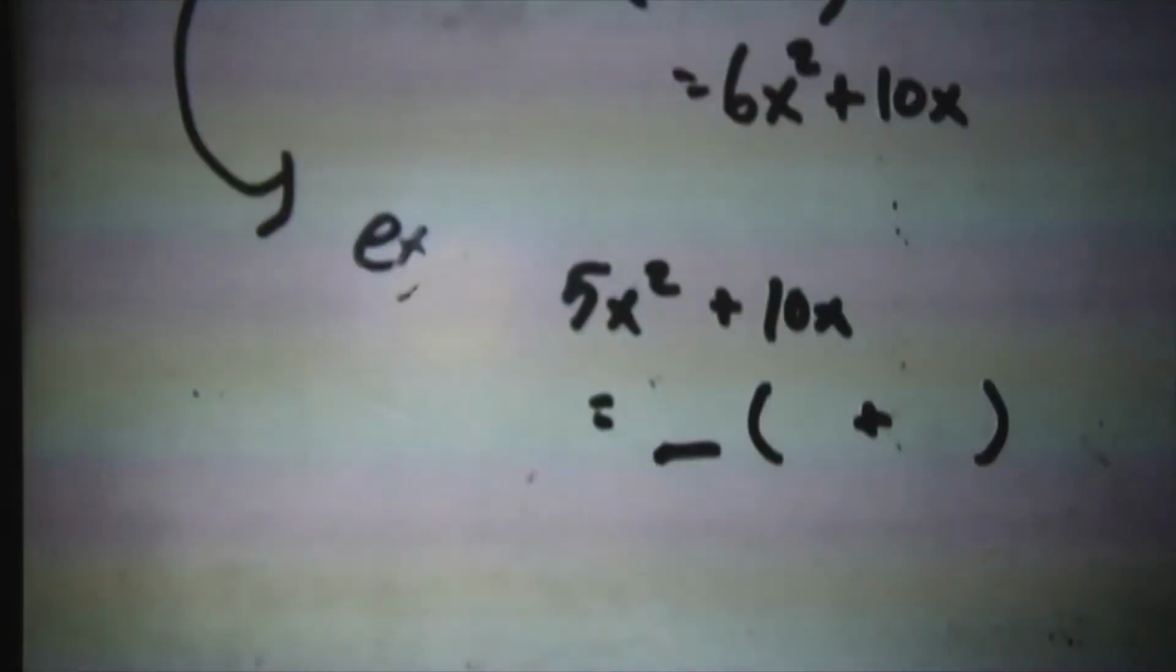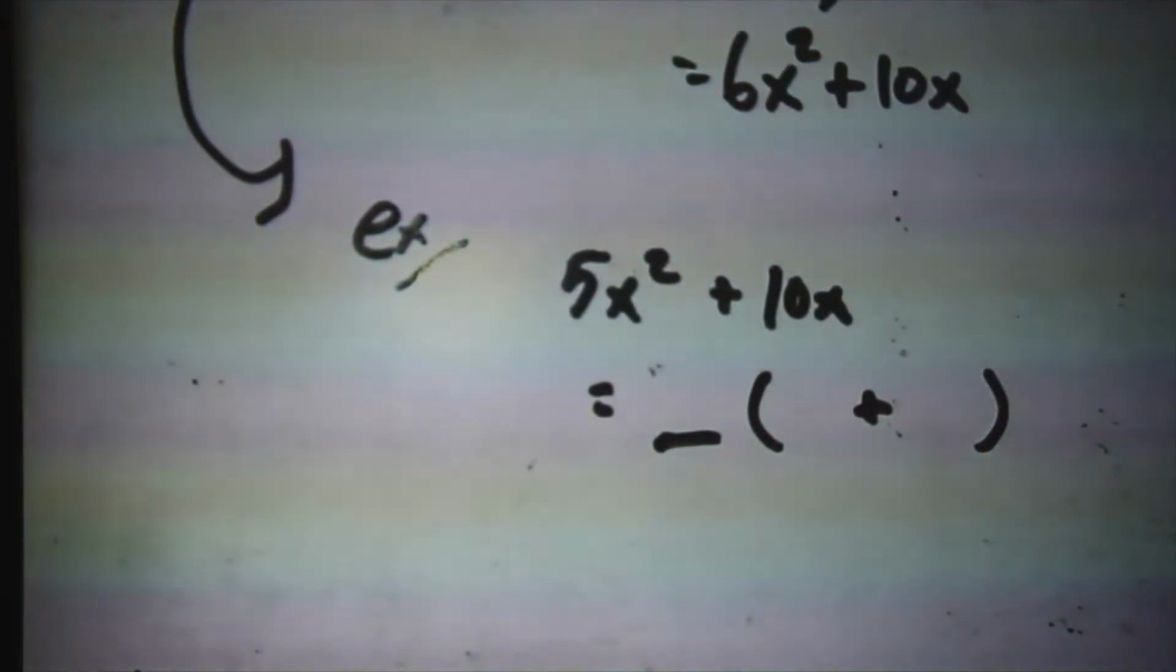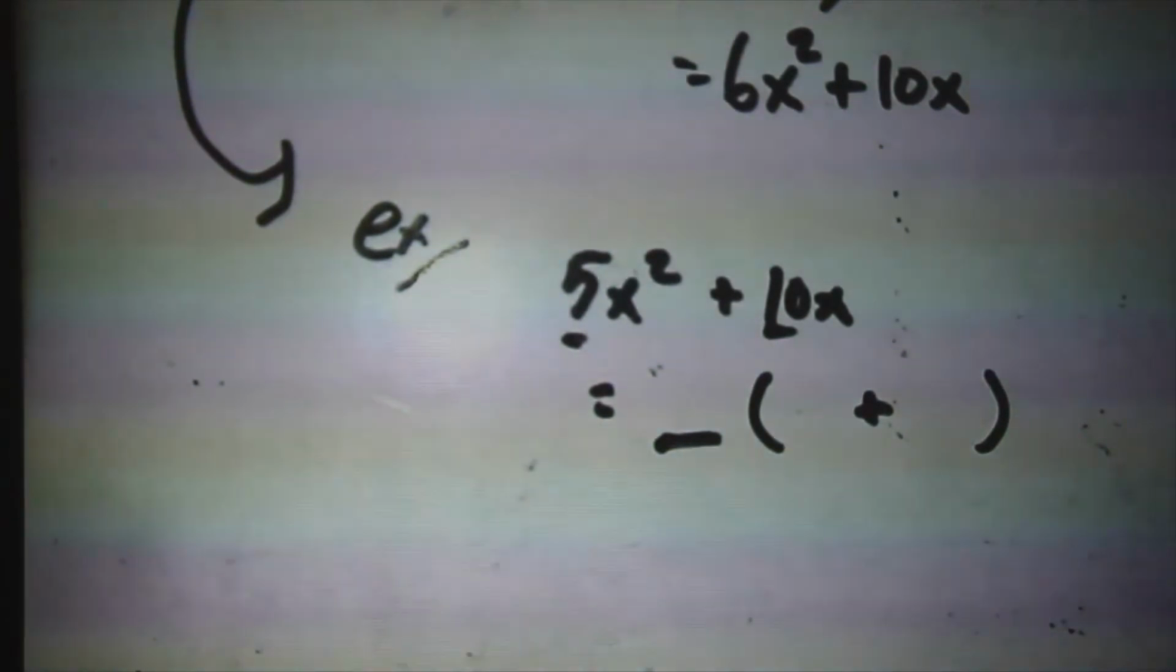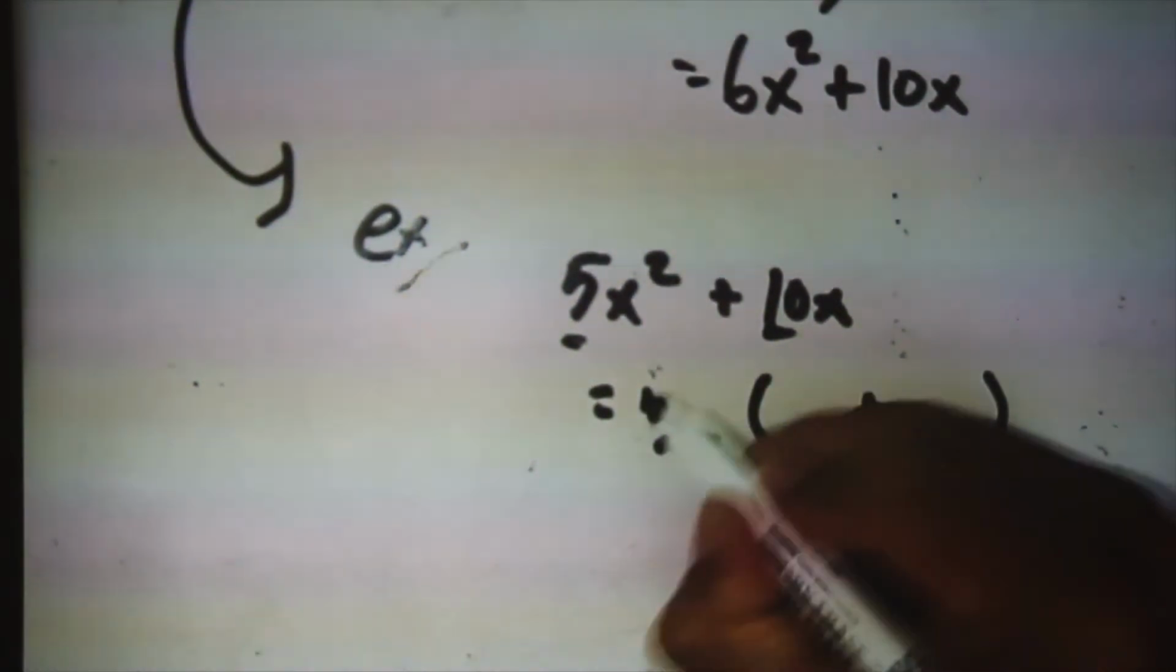In order for me to factor this, I start with the whole numbers first. So between 5 and 10. All right. So you start there. Between 5 and 10, the greatest common factor clearly is going to be 5.